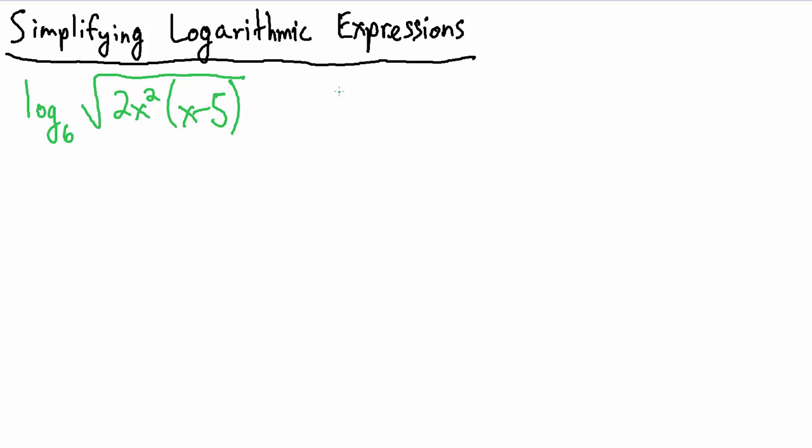So what we're going to do is use the product rule for logs that we talked about in an earlier video, the quotient rule and the power rule. We talked about all those in previous videos, so let's just summarize those real quick here. In terms of the base 6 log, the base 6 log of mn equals the base 6 log of m plus the base 6 log of n. Okay, that's the product rule.